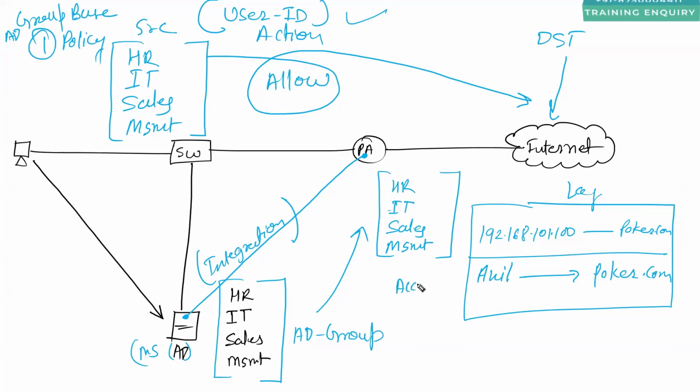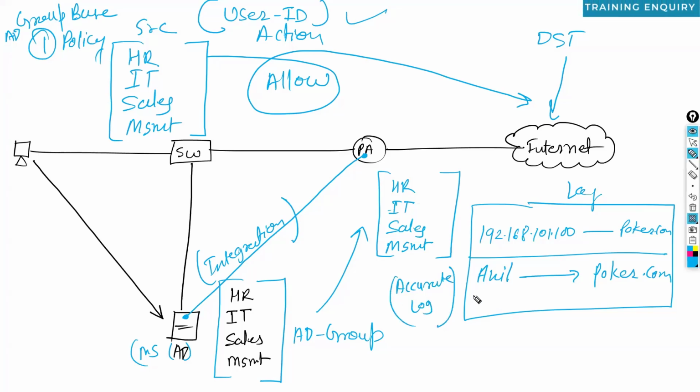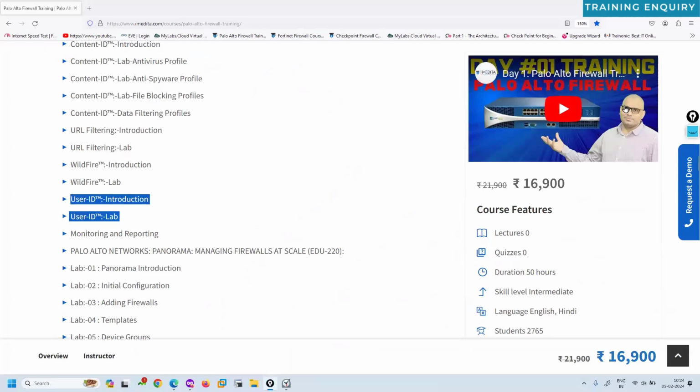Second thing, we will get accurate logs. In accurate logs, you will see the source user and destination website, as well as the action, whether it is allow or deny. Clear? So the conclusion: when we integrate Microsoft AD with Palo Alto Firewall, we can deploy group-based policy and achieve accurate user information. That is called User ID. Clear? So that is our User ID.